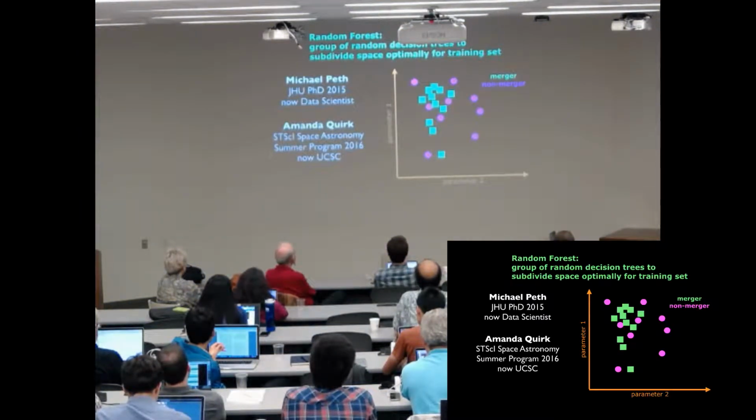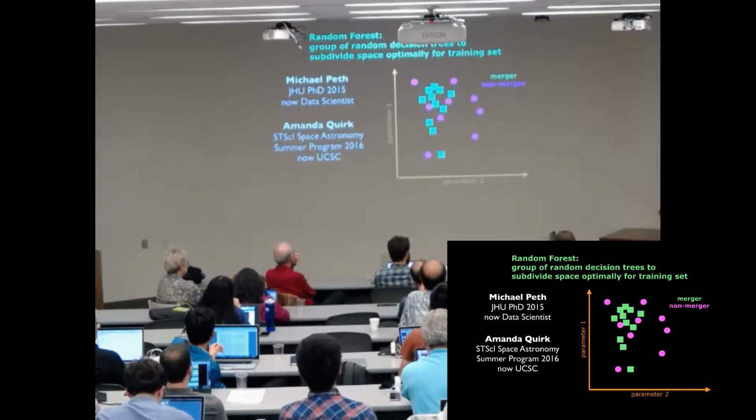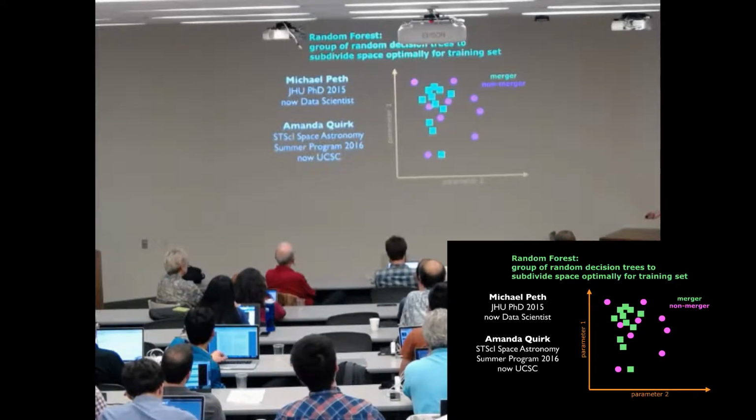What we've done is not to do machine vision. We've been using what's called manual encoding. So we're taking sort of pre-existing morphology measurements from the images that we made and using them as input into a random forest algorithm. And so the random forest technique is constructing a group of random decision trees to subdivide the space optimally for a given training set. And so this is a technique that was originally coded up by Michael Peth, who's a JHU grad student, graduated in 2015, is now a data scientist, and Amanda Quirk, who's giving a talk later this week, a summer student in 2016. And so we applied this to our mock images and the merger training set.